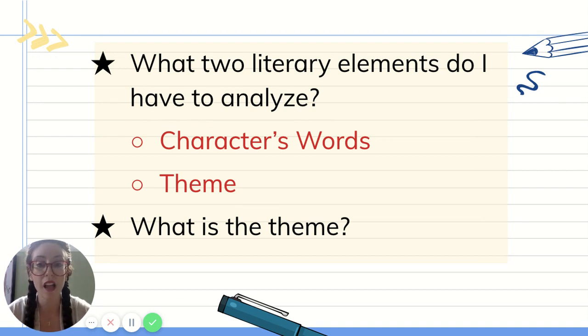So what two literary elements do I have to analyze? I know that I have to use the character's words, and I know I have to use the theme. Those are the two I need to talk about in my paragraph. So as I begin to write, if I start bringing in mood or tone or figurative language, that should be like a red flag. Like, whoa, whoa, whoa, Miss Ramos, I think you're kind of straying off topic. I have to really focus on these two literary elements because that's what the prompt is asking for.